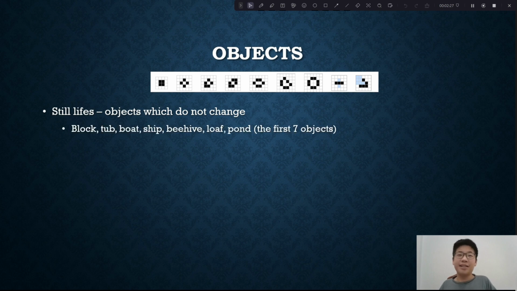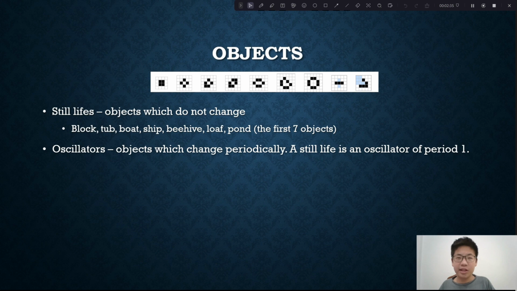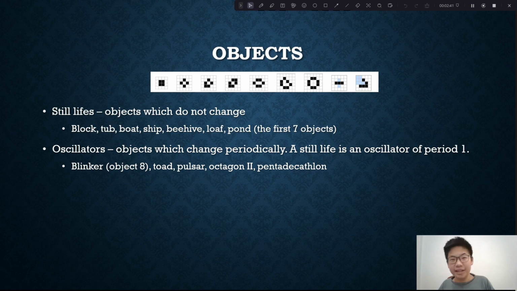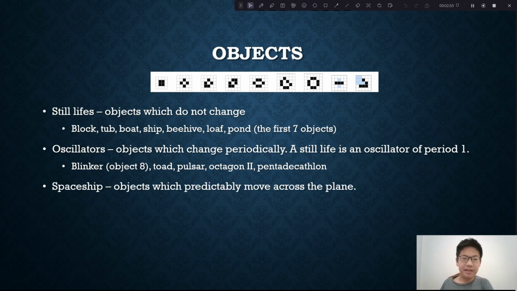Let's talk about simple objects. The first 7 are called still lifes, objects which do not change, called the block, tub, boat, ship, beehive, loaf, and pond. The oscillators are objects which change periodically. You can think of it this way: a still life is an oscillator of period 1. A blinker is object number 8. Other oscillators include the toad, pulsar, octagon 2, and pentadecathlon. Octagon 2 is actually my favorite oscillator in Conway's Game of Life. Just a bit of trivia.